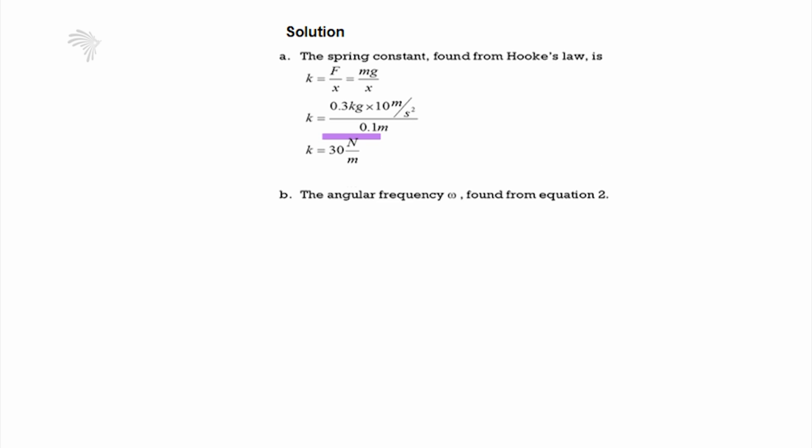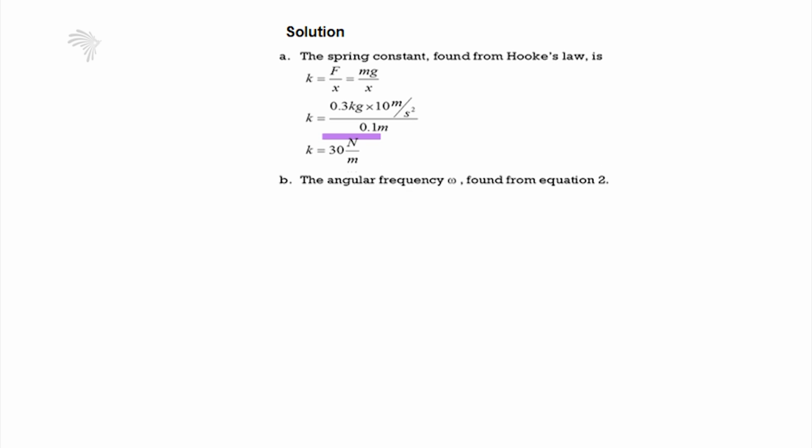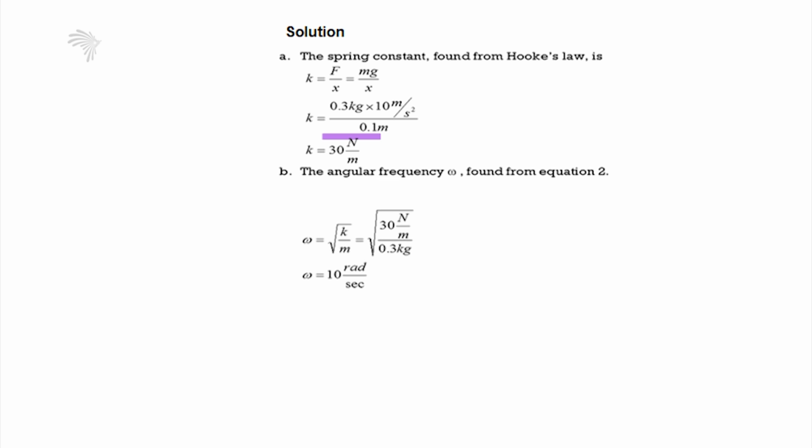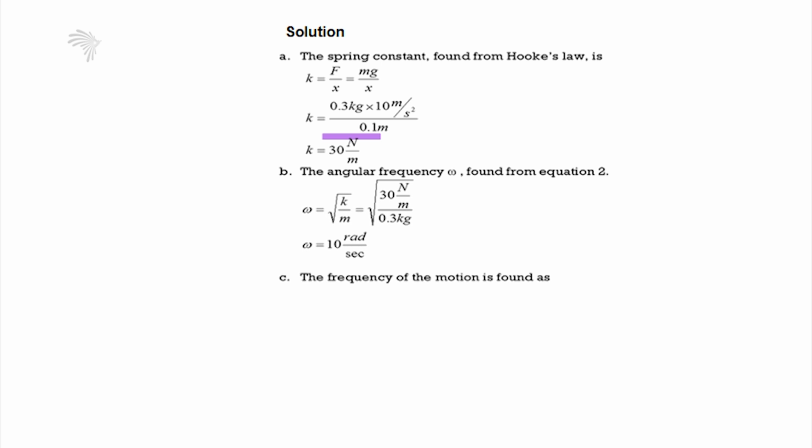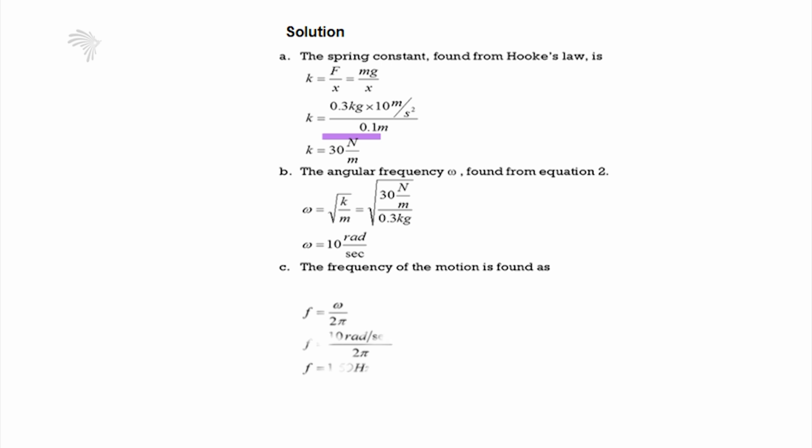The angular frequency omega is found from the expression omega is equal to the square root of k over m, which is 30 Newton per meter divided by 0.3 kg, which results in the square root of 100, which is equal to 10 rad per second. The frequency of motion can be found from the expression frequency is equal to omega divided by 2 pi. We have calculated omega as 10 rad per second, divided by 2 pi, which yields 1.59 Hz.